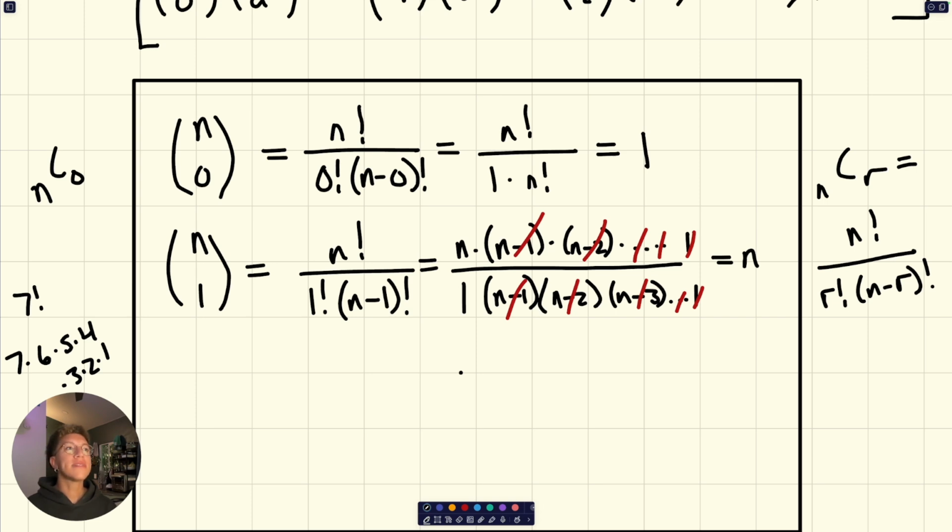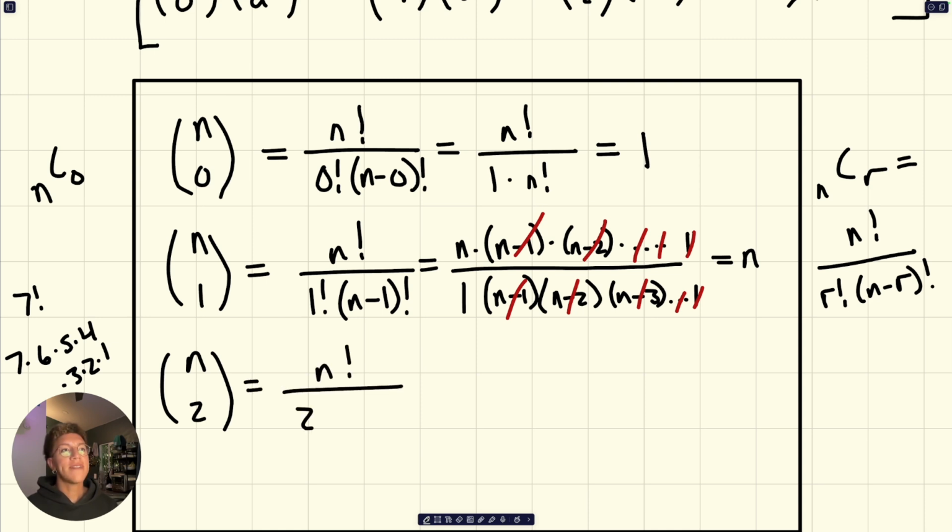And then we can repeat this for n choose 2. This will be the last one we do. And we should be able to spot the pattern by now. So this one, again, we get n factorial. In our bottom, we get 2 factorial. And then we get n minus 2 factorial.